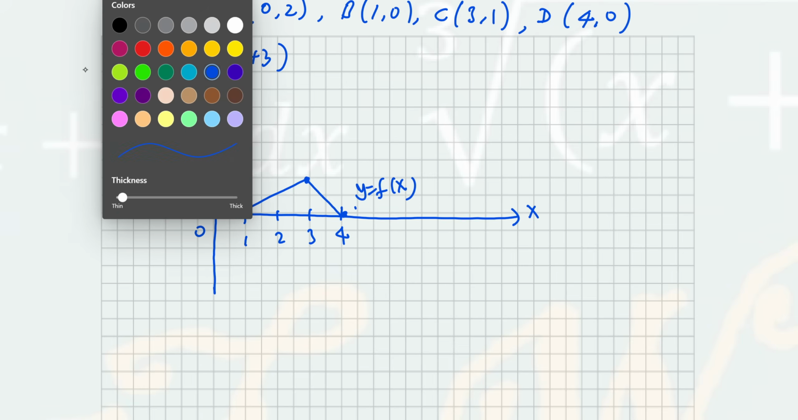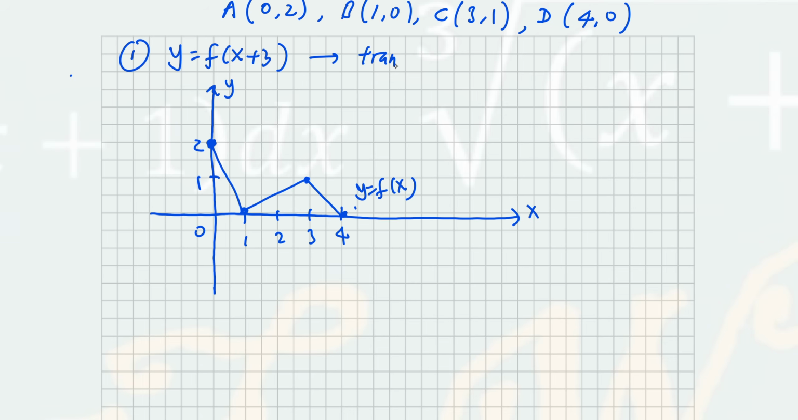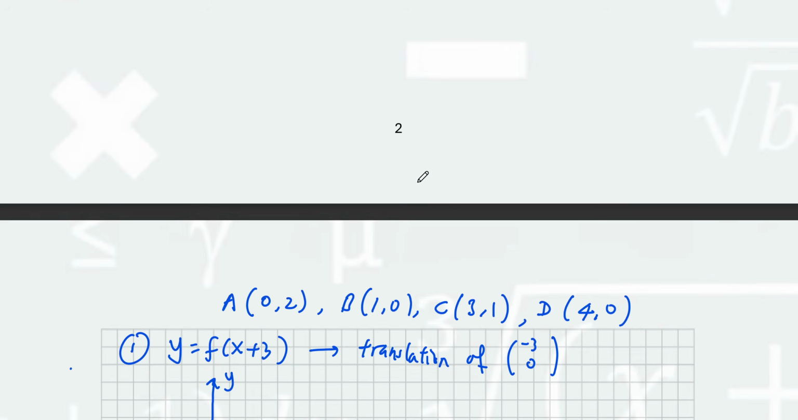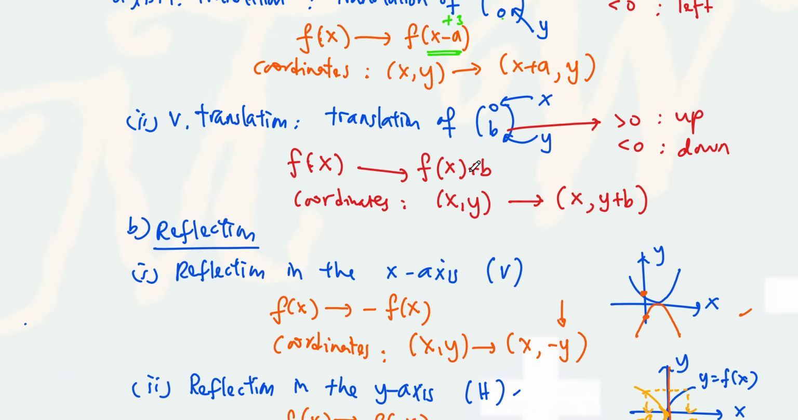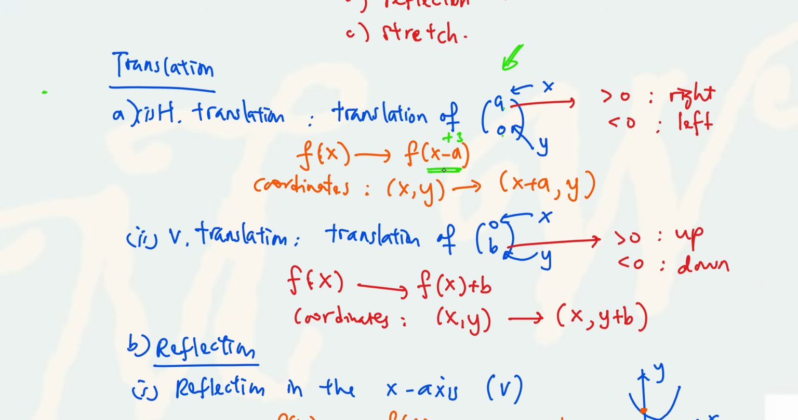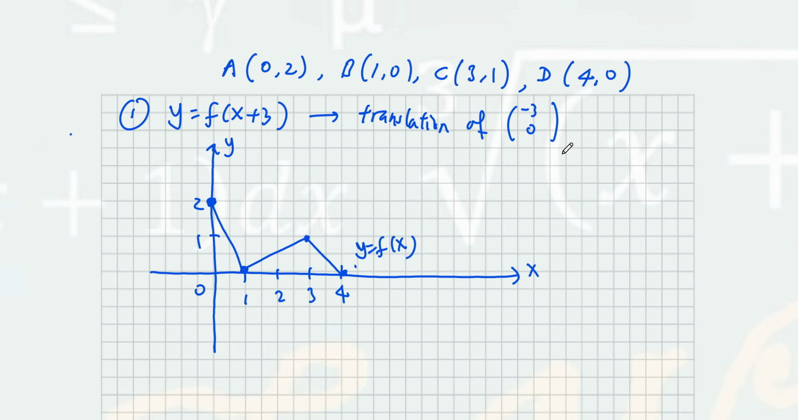So this is basically a translation of negative 3, 0. When here is minus a, this is going to be plus a. Or I will just say, if here is a, then this is going to be plus a. That's why it's very important to write down what the translation is according to the function first. So I'll get x plus a, y.